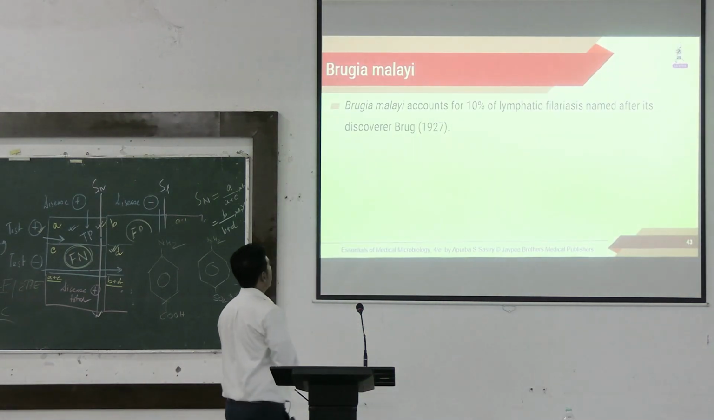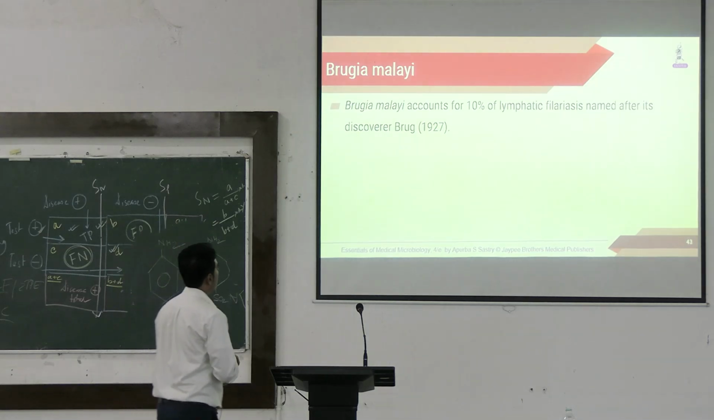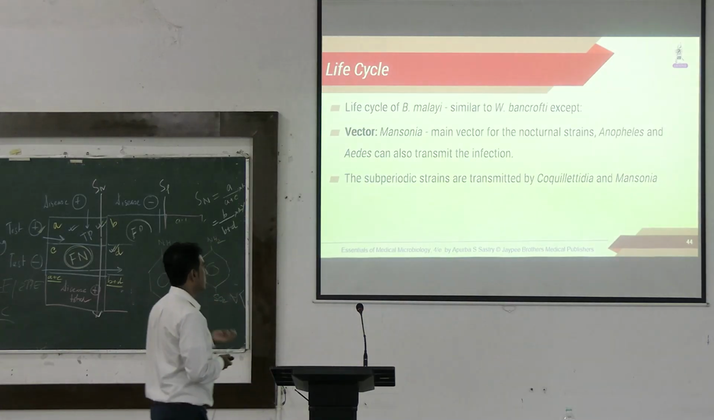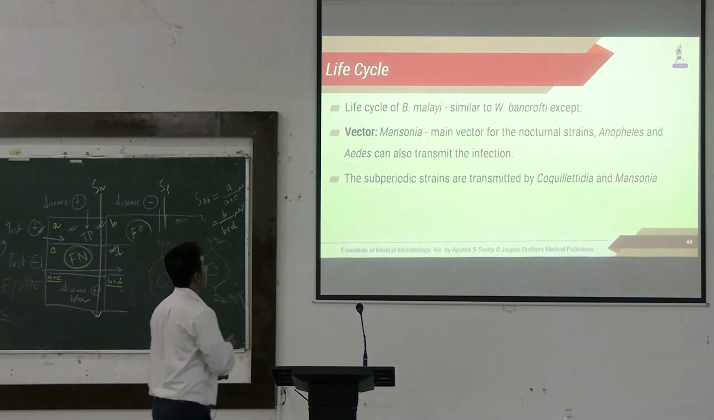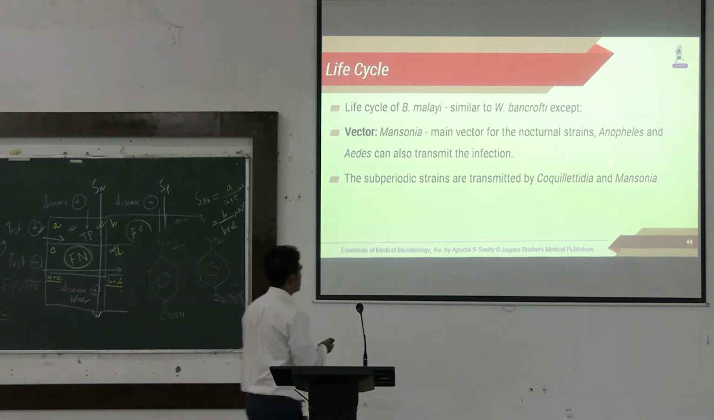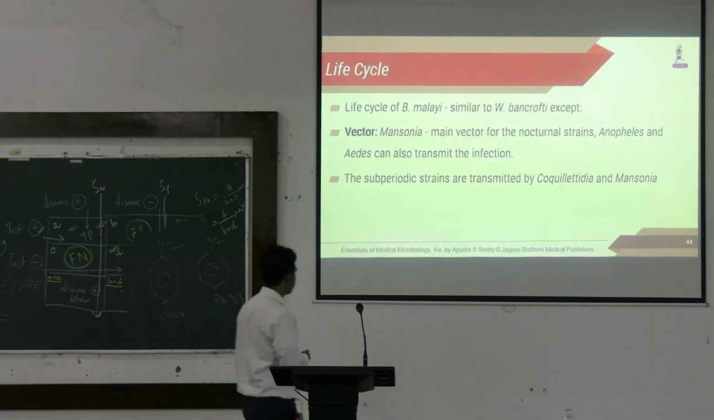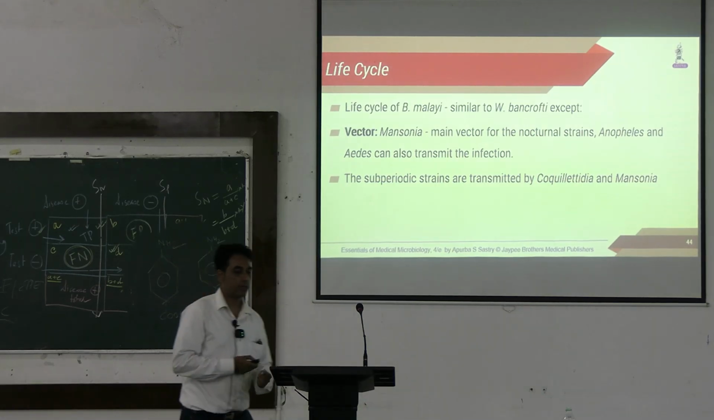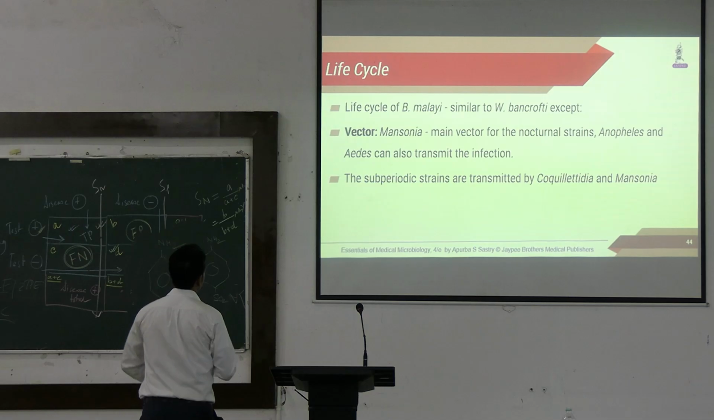What is this? Brugia malayi accounts for 10% of lymphatic filariasis and was named after its discoverer, Brug, in 1927. The life cycle of Brugia malayi is also similar to Wuchereria bancrofti, except the vector in this case is Mansonia, the main vector for the nocturnal strains, and Anopheles and Aedes mosquitoes can also transmit the infection. And Anopheles and Aedes, we know, are also responsible for other infections: Anopheles for falciparum malaria, and Aedes for dengue.